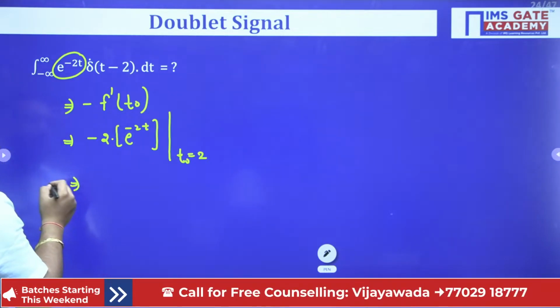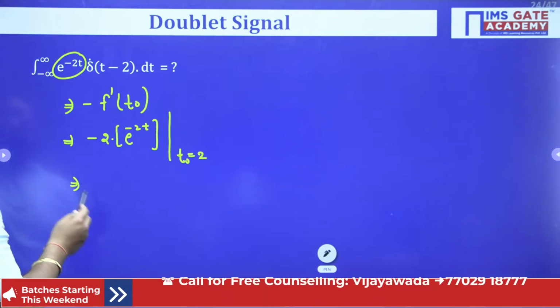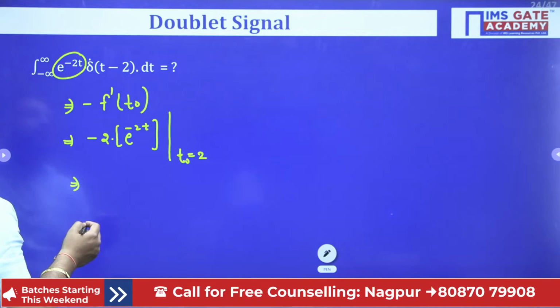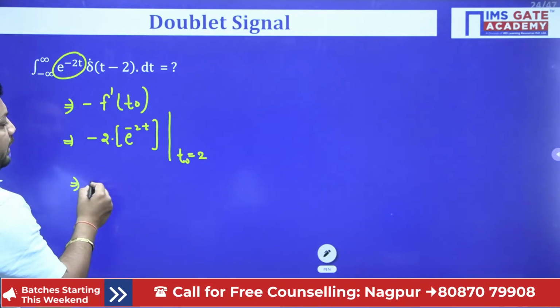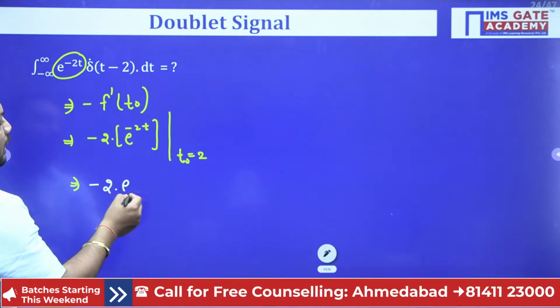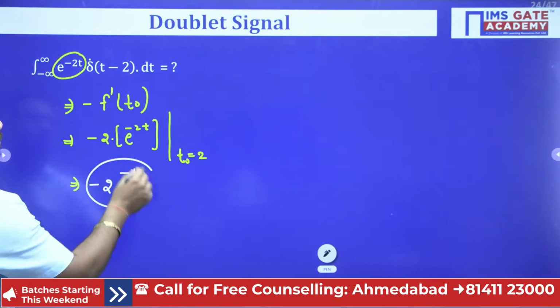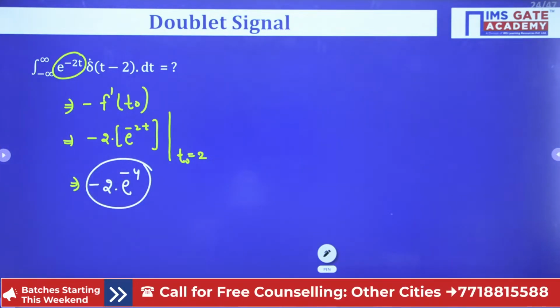What is the final answer? The final answer is nothing but what, guys? Tell me. So when you put 2, it will become minus 2 and e to the power minus 4. This is the final answer.